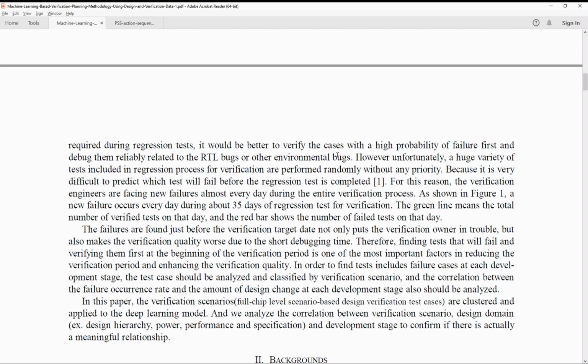However, unfortunately, the variety of tests included in the regression process for verification are usually performed randomly without any priority. Because it is very difficult to predict which test will fail before the regression test is completed, verification engineers are facing new failures almost every day during the entire verification process. As in Figure 1, a new failure occurs every day during the 5 days of regression test. The green line means the total number of verification tests on the day, and the red bar shows the number of failed tests on that day.